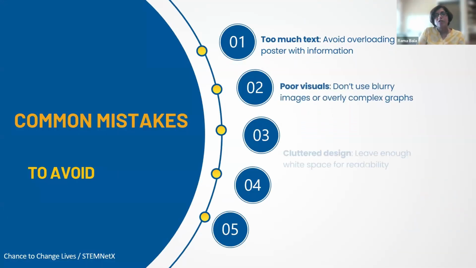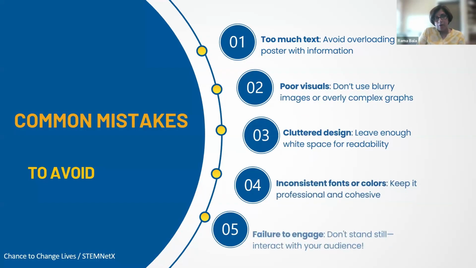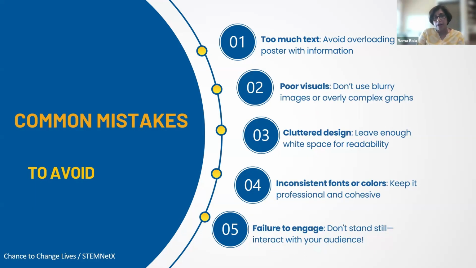Here are some common mistakes to avoid. As we have talked about the clarity of a poster, you may want to avoid too much text that clutters the poster, whether it is paragraphs after paragraphs or every single piece of data that you have acquired or every single graph that you have created. Try to think about presenting all of that information in a concise way. Avoid using blurry images or overly complex graphs because poor visuals do not effectively communicate your research or the effectiveness of the work that you have done.